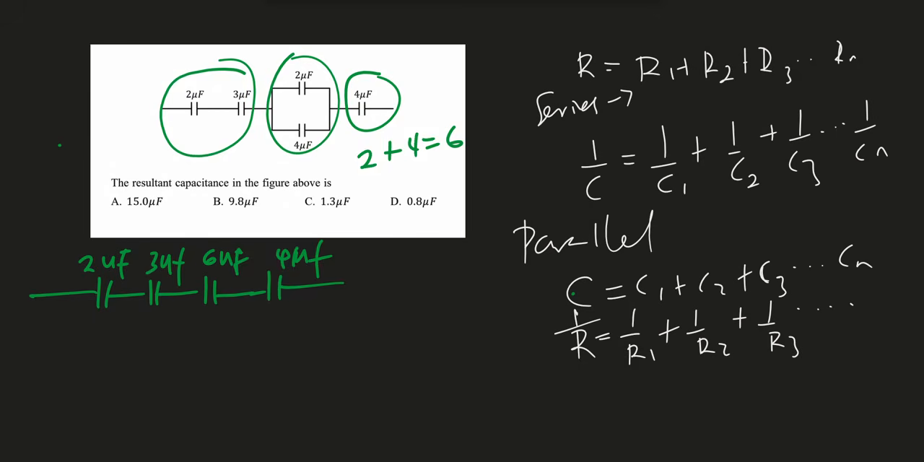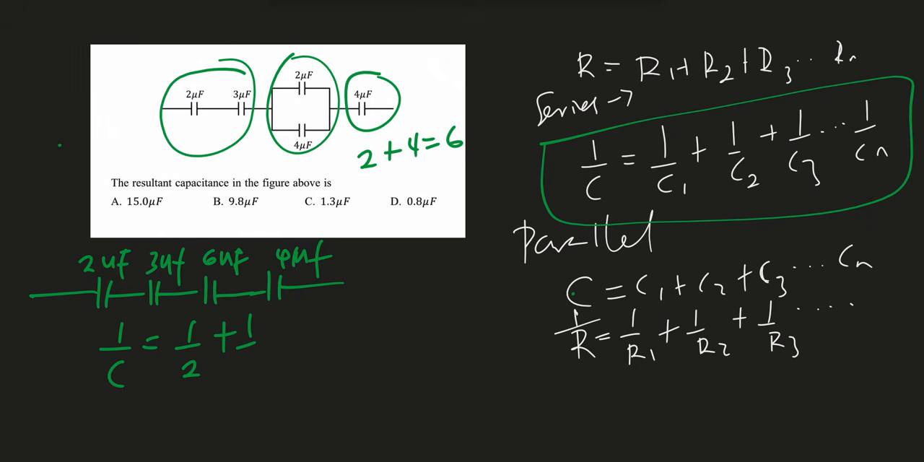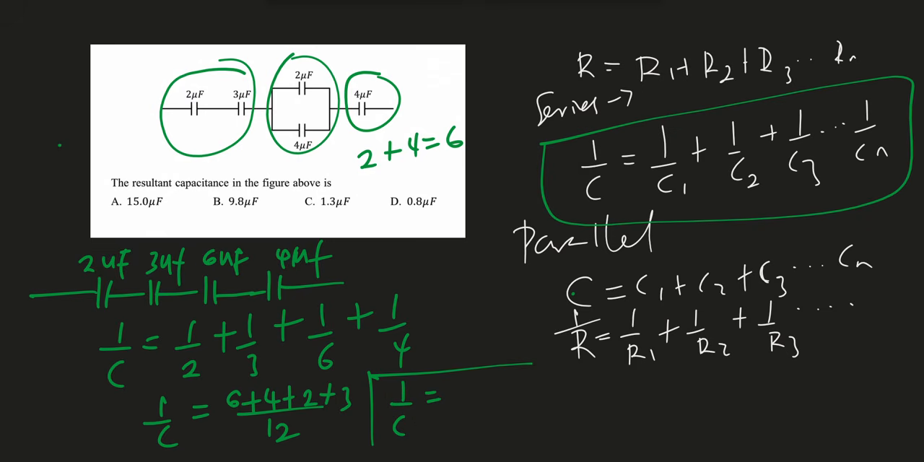And recall, to add them in series, since they're capacitors, you are going to use this. So adding them in series, we're going to have 1 over C equals 1 over 2 plus 1 over 3 plus 1 over 6 plus 1 over 4. So with what we have here, 1 over C equals, we're picking 12. And since we're picking 12, we're going to have 6 plus 4 plus 2 plus 3.